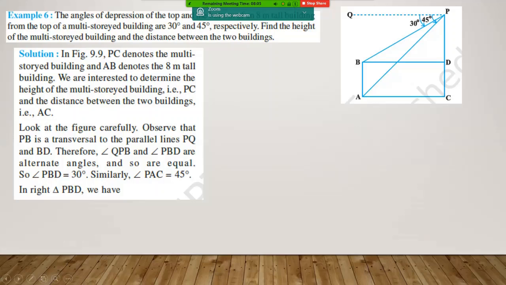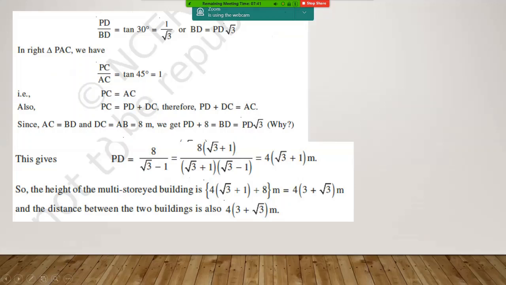Move ahead. DC is 8 centimeters, because it equals BA, and PD will be X. So we'll have two right angle triangles, and PC is X plus 8. So again, two unknowns are there. PD is also unknown, AC is also unknown for us. Just look into this, children, if you have done it this way, because this is from your textbook itself.